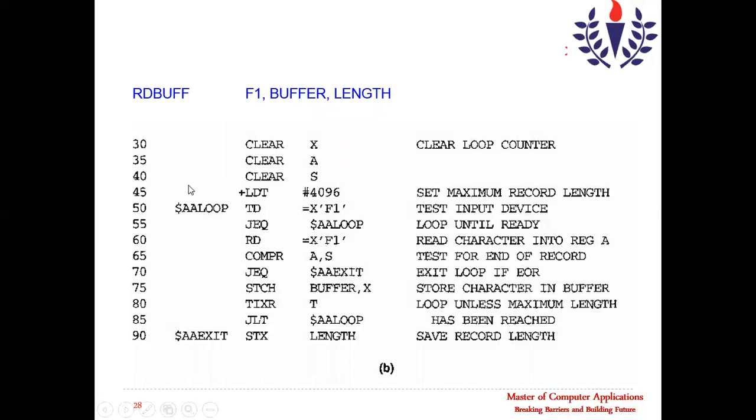See, whenever this is called, it will become AA loop, AA exit. Further, when it is called again, it will become AB loop, AB exit. Okay, so that is the generation of unique labels. Whenever the macro is called and the macro has any labels, they will get new names.